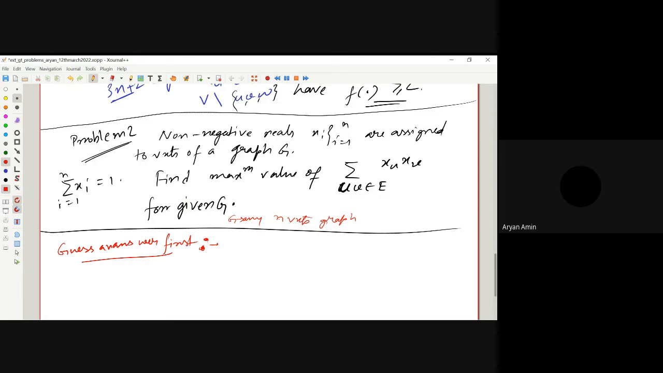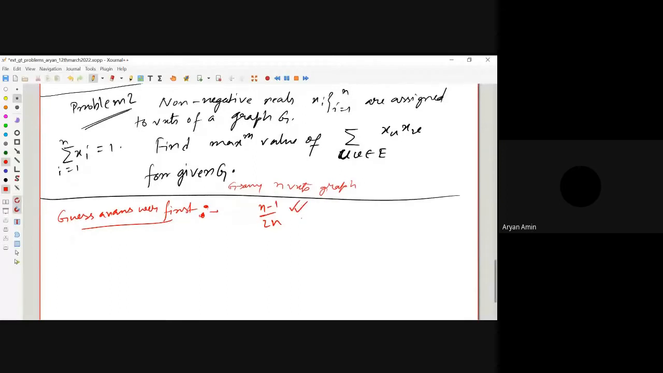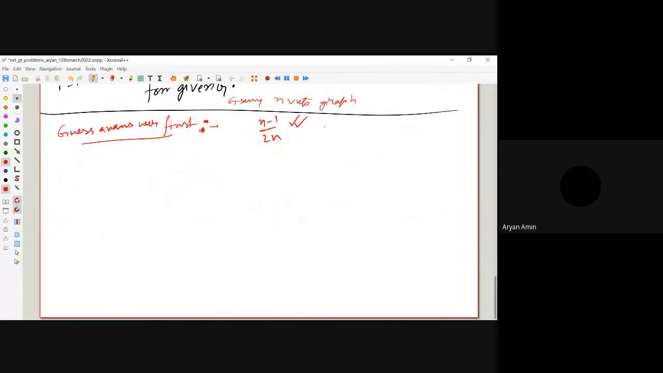So like first n over all, n minus 1 by 2n, right? Yeah, that is correct. Okay, so the n minus 1 by 2n, I think it is for Kn, right? Yes, for the complete graph. So this is a good starting point. Calculate the value for Kn, right? So how do you think about Kn?